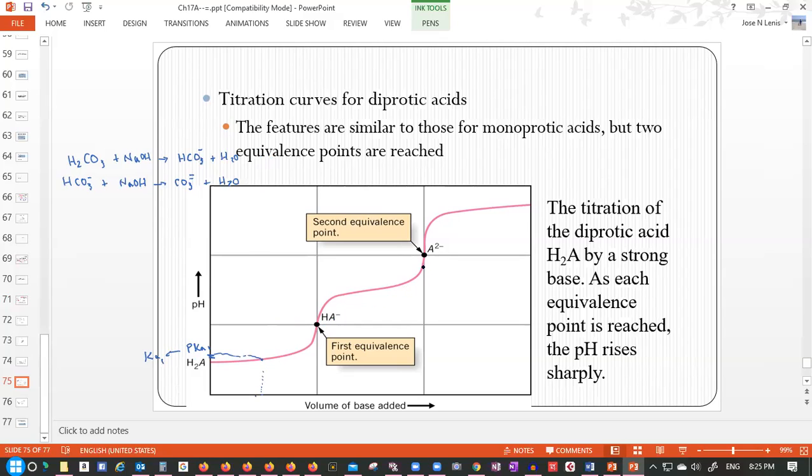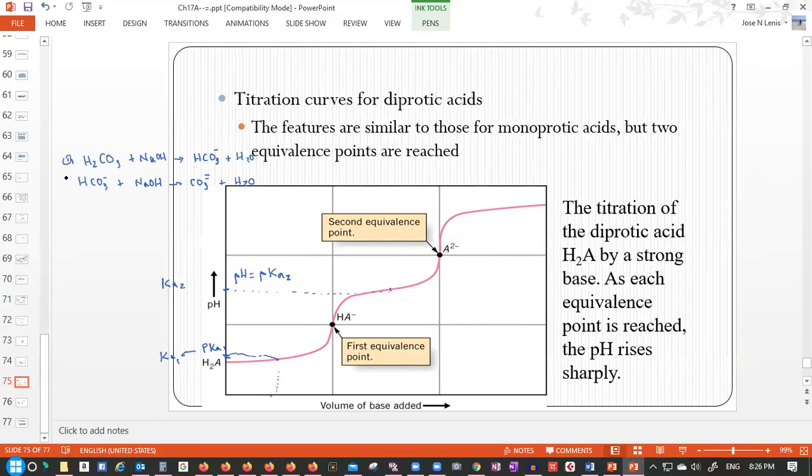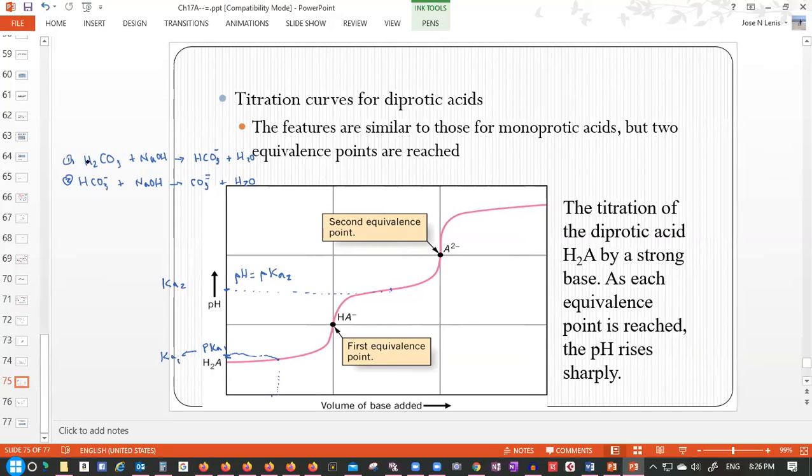And then you find half of the equivalence point for the second titration, which is going to be somewhere here. And the pH here is exactly the same as the pKa for the second neutralization. Therefore, you can find the Ka2 for that second neutralization. This is going to be the 1, and this is the number 2. So, very interesting ways to find those values in the lab.